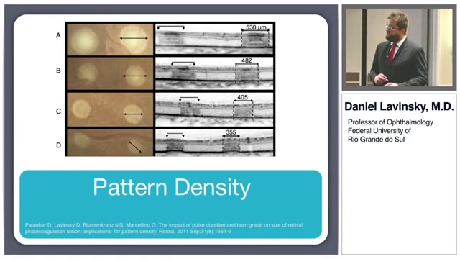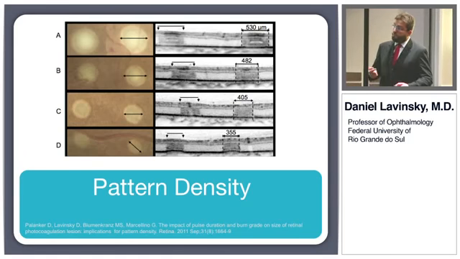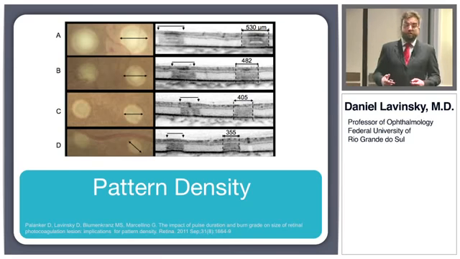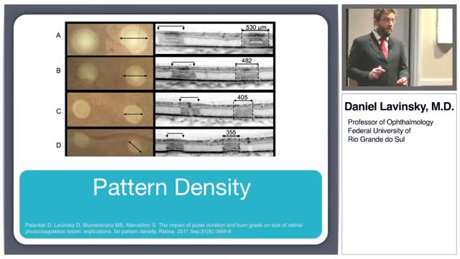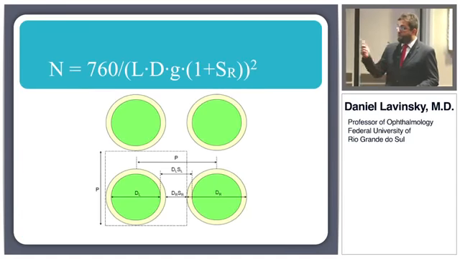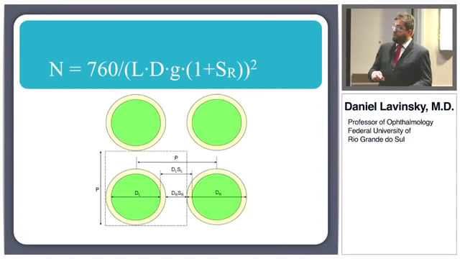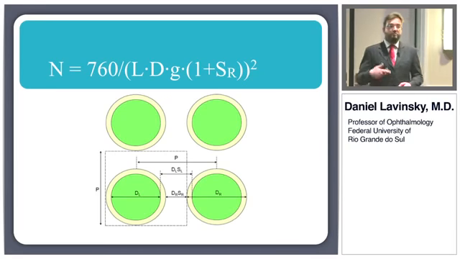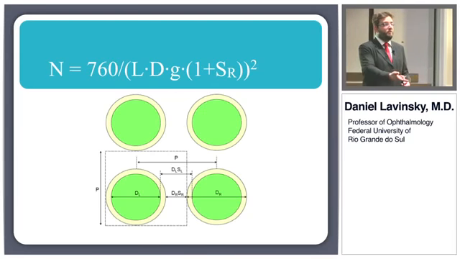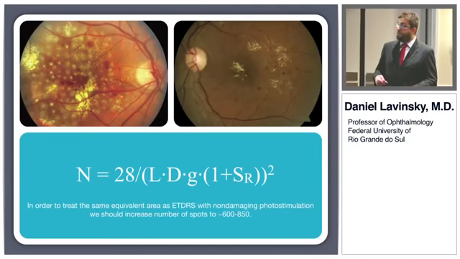Also, if we decrease our endpoints, our thresholds, for a moderate burn to a barely visible burn, the burn itself will decrease the diameter. And if you go for a treatment like a PRP treatment, we need to adjust the density, so the spacing and the number of spots to treat the same area. And it's the same thing for macula.